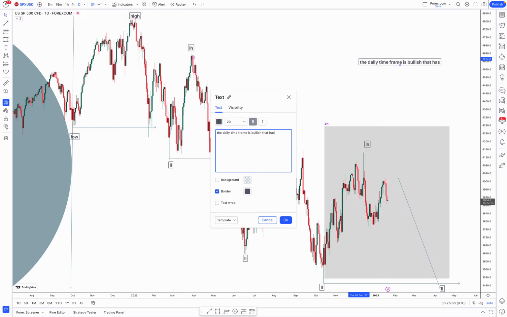That has turned bearish since, basically, when was that high formed? It was formed on the 4th of January 2022. Since January 2022, so almost a year, the market has been going down.